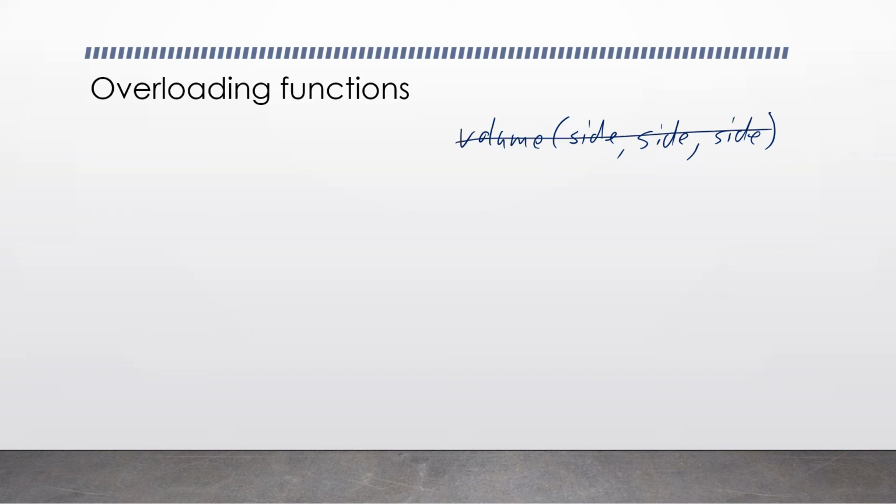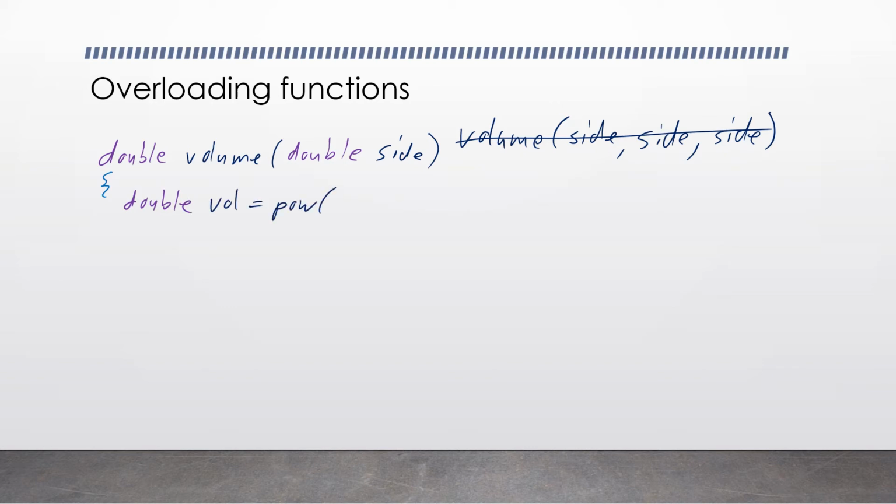We can write a new version called double volume, double side, and then we can say double volume equals power side 3, side cubed, return vol. Okay.